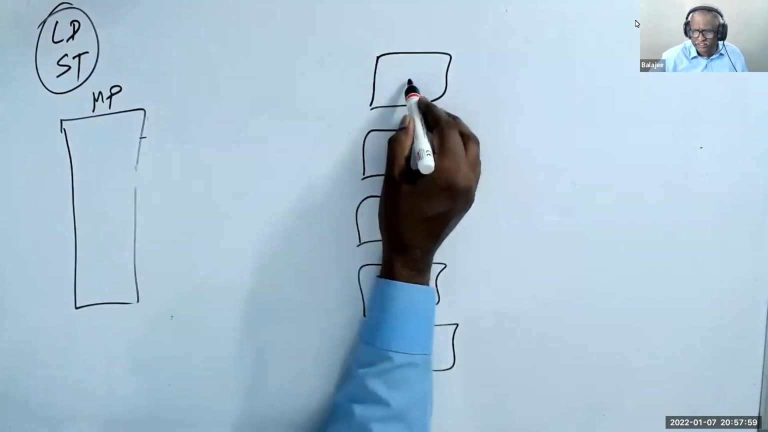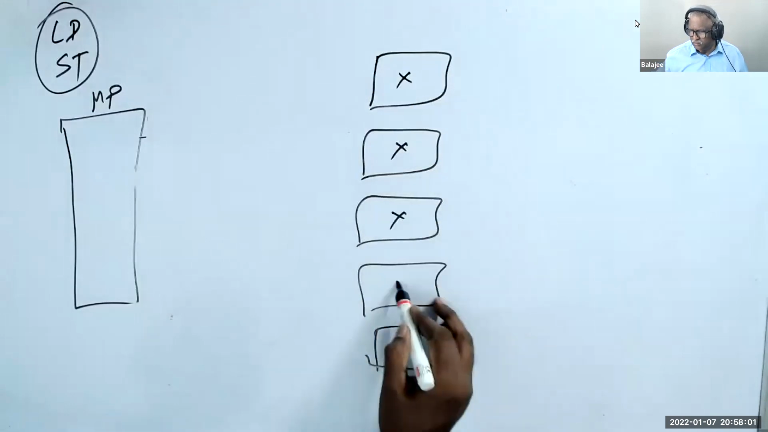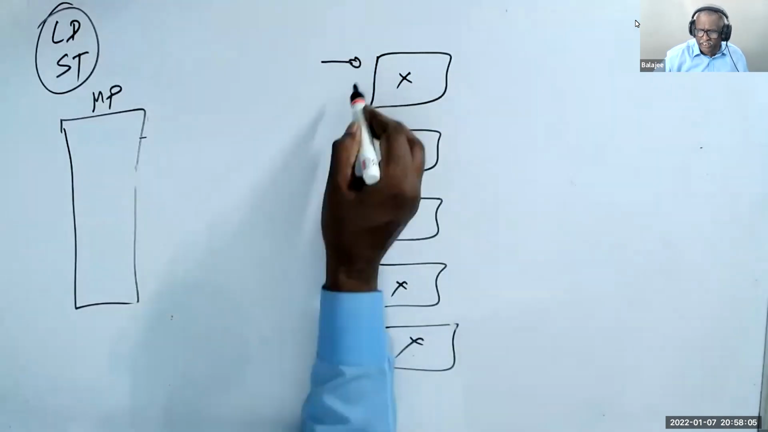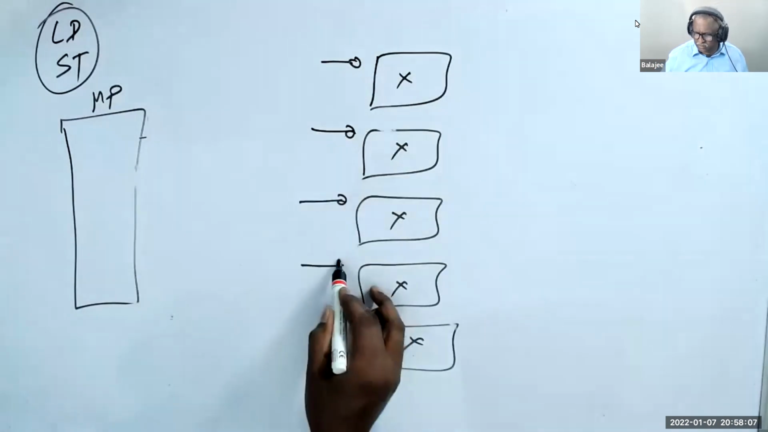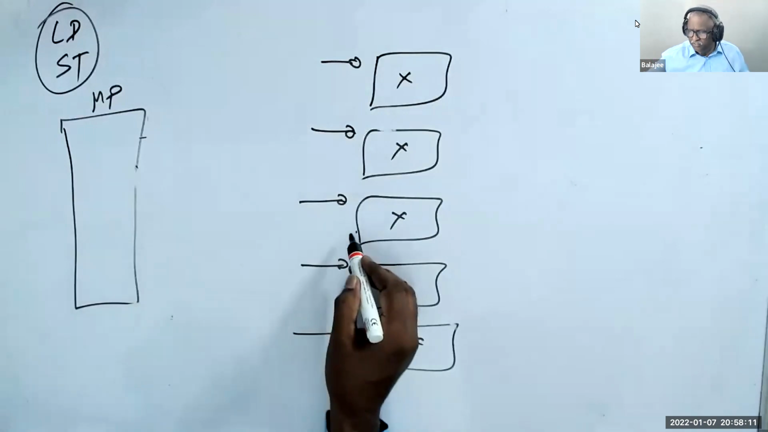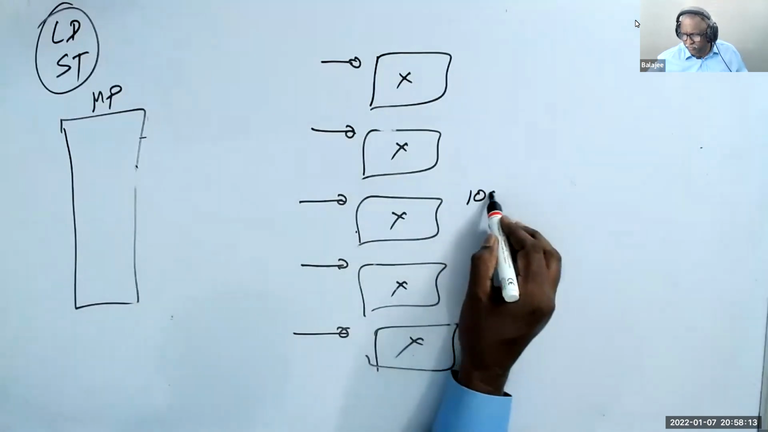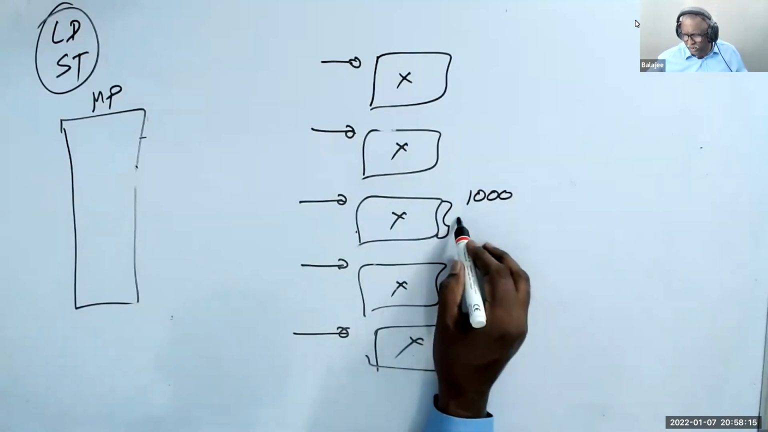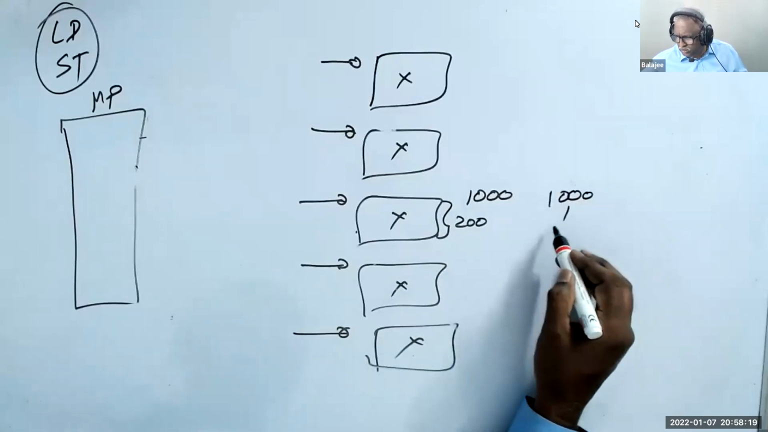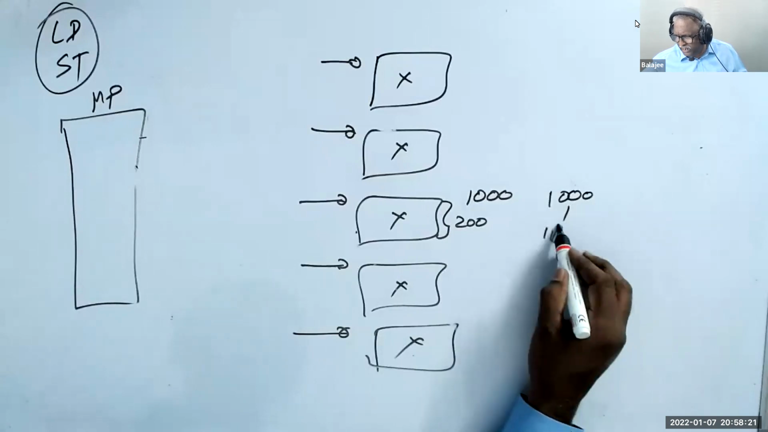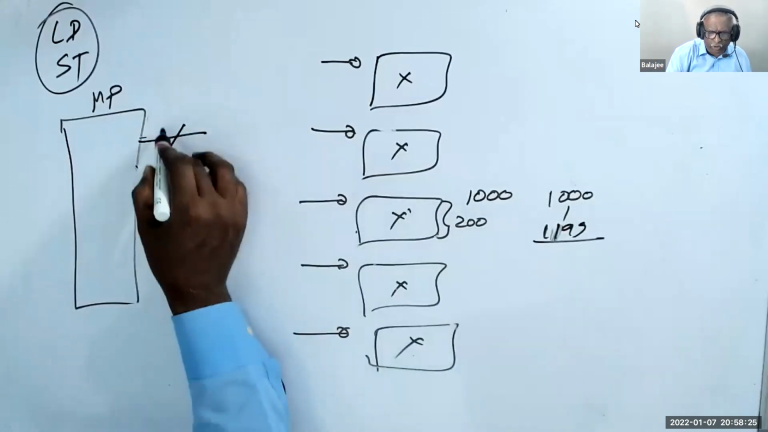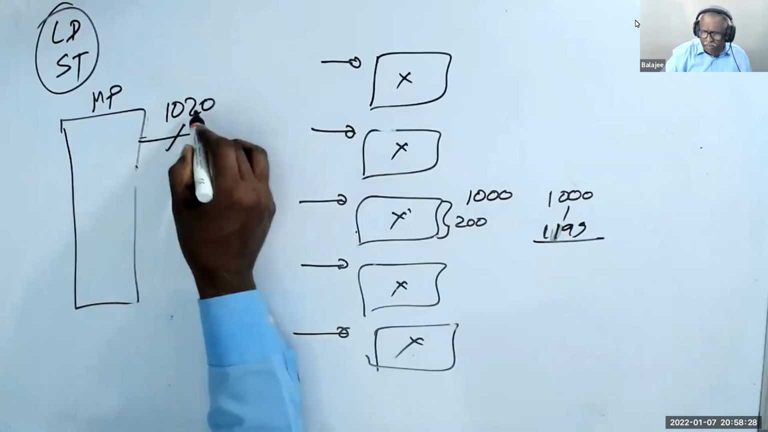Each block has its own size, and each block has a starting address. That's it. If this block has a starting address of 1000 and its size is 200, that means 1000 to 1199 belongs here. So if the microprocessor gives address 1020, that belongs to this block.